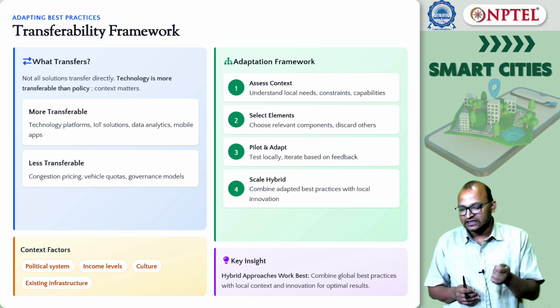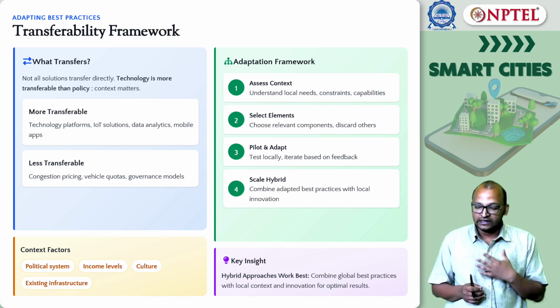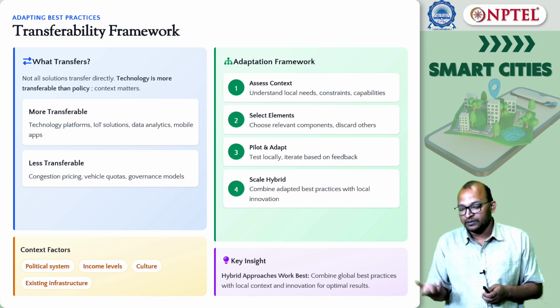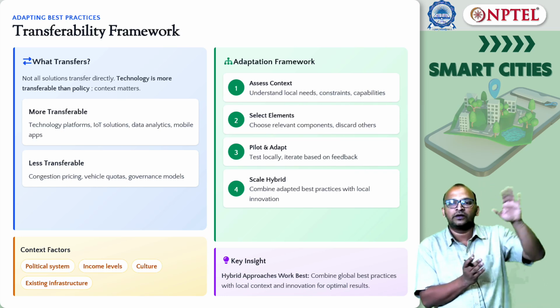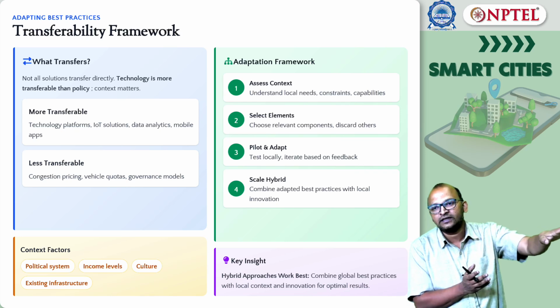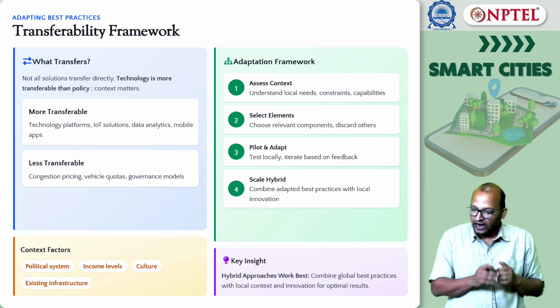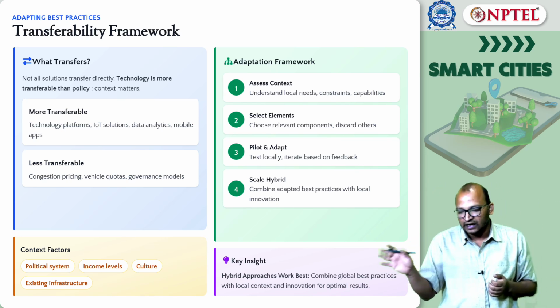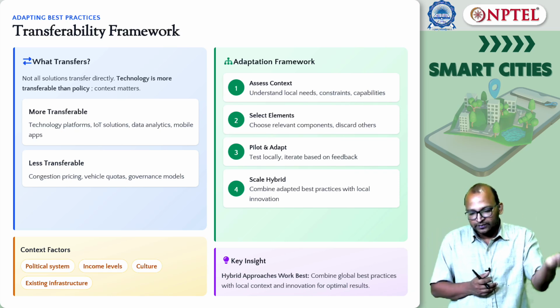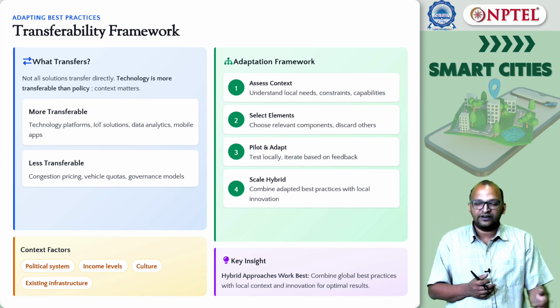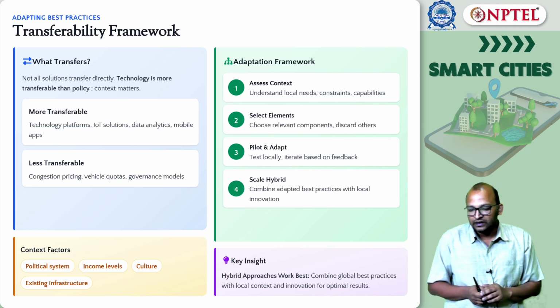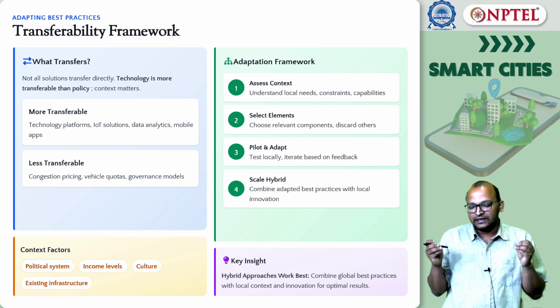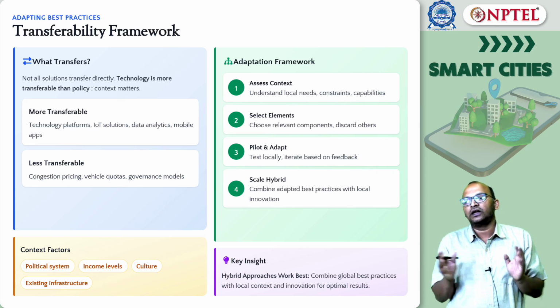First, we have assessment. That means we first need to understand the local needs, constraints and capabilities. Then select the elements, choosing the relevant components from different smart cities to implement in your city, and discard anything irrelevant. Do a pilot project, test it locally, iterate based on people's feedback, and then implement and adapt it. There should be a scale hybrid, that means combining the adopted best practices with local innovation.